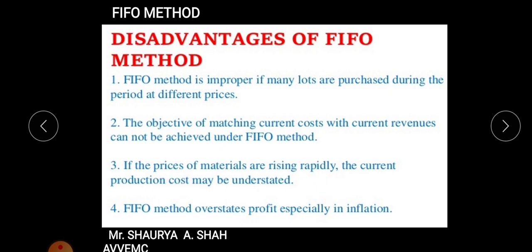For example, if I had purchased the material today, it would have been 200 rupees, so my cost would also be increasing, right? But just because I purchased 5 days back and I am using that material, I am understating my cost, right? So that is also difficult.